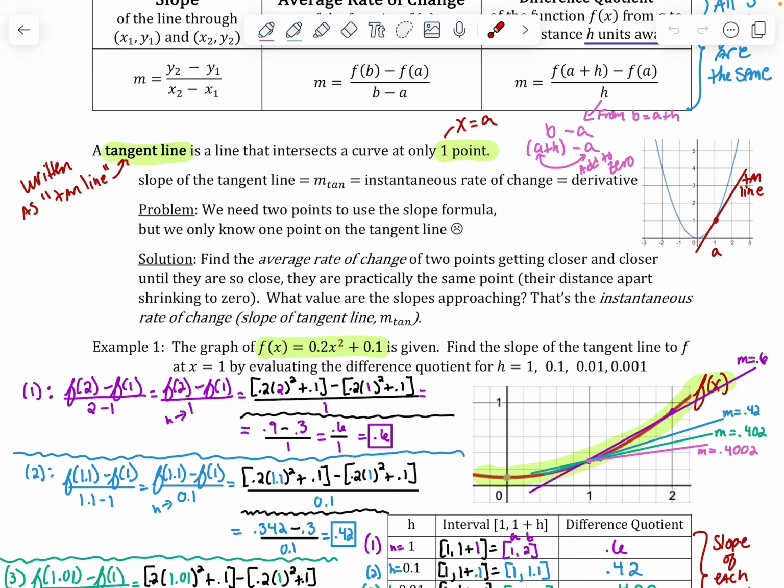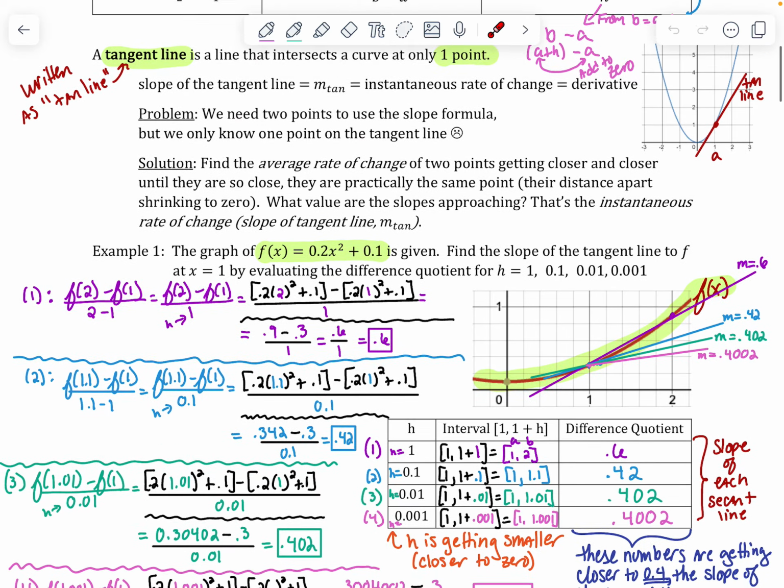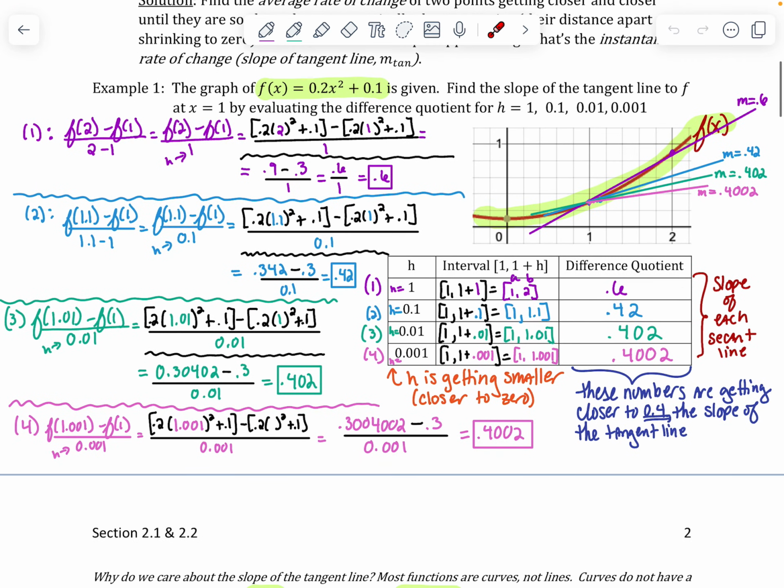The distance between A and this next mystery point is essentially 0. That is referred to as the instantaneous rate of change. So let's look at it in this particular example here. It's a little hard to see, but I've got this function f of x that was in red, and it is the graph of 0.2x squared plus 1.